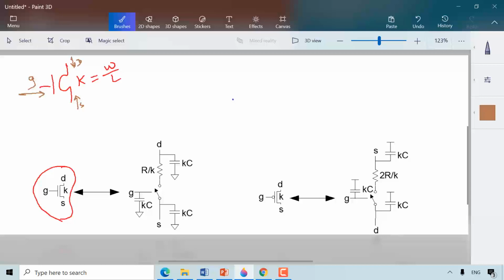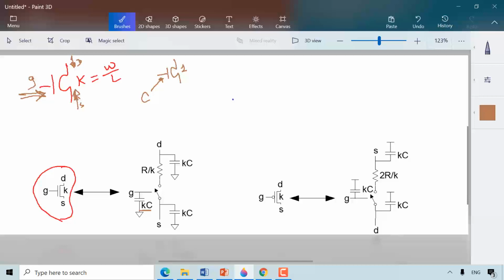So if I look at this device from the gate, what I will see is the gate capacitance, and the gate capacitance is assumed to be C times K. Why multiplied by K? Because we assume that an NMOS device with a size of 1 will have a gate capacitance of C. So if you size up this NMOS transistor with a K, you have to multiply this gate capacitance by K.